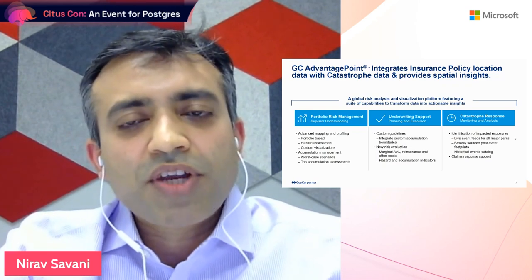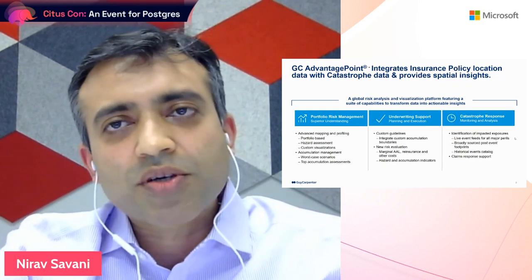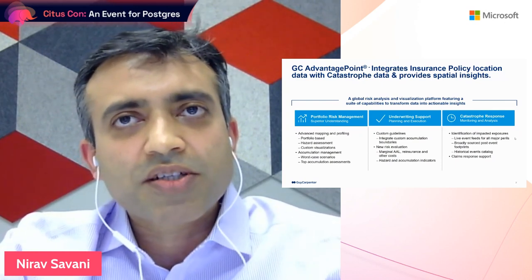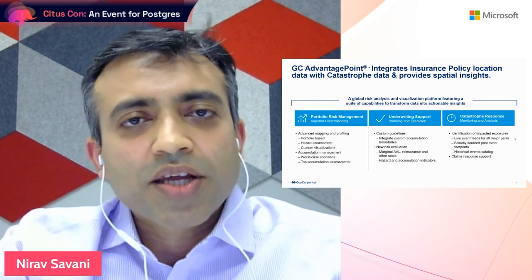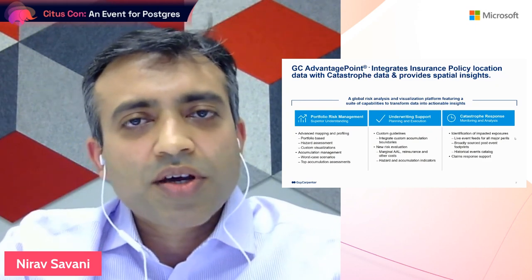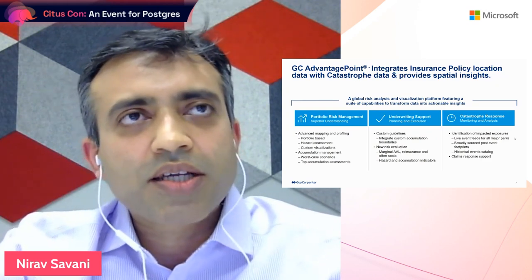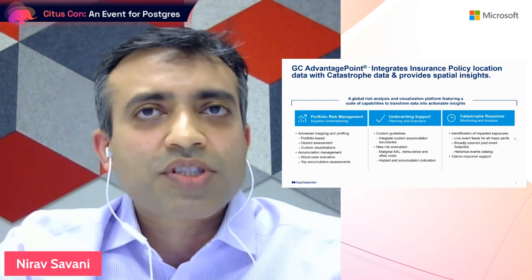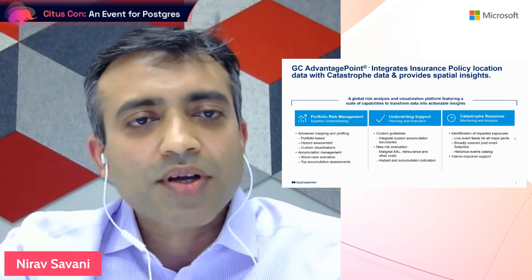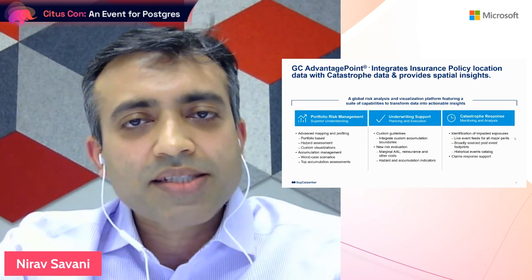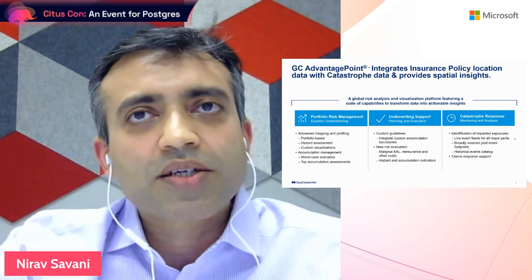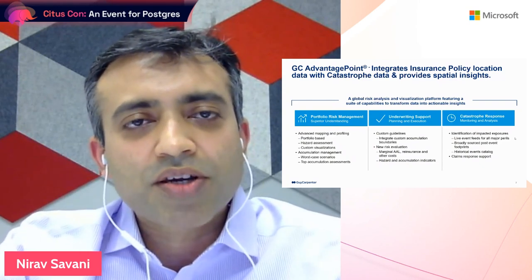So we take policy data from the insurance companies, and then we get catastrophe data from various catastrophe vendors. These are perils from all over the world. And then we provide portfolio risk management, underwriting support, and catastrophe response analysis. So anyone from an underwriting agent to a claims analyst to a C-suite user for these clients uses our applications for looking at their accumulation, analyzing their risk. How could a potential catastrophe impact their portfolio? They can analyze the predicted loss which they could incur on their portfolio.